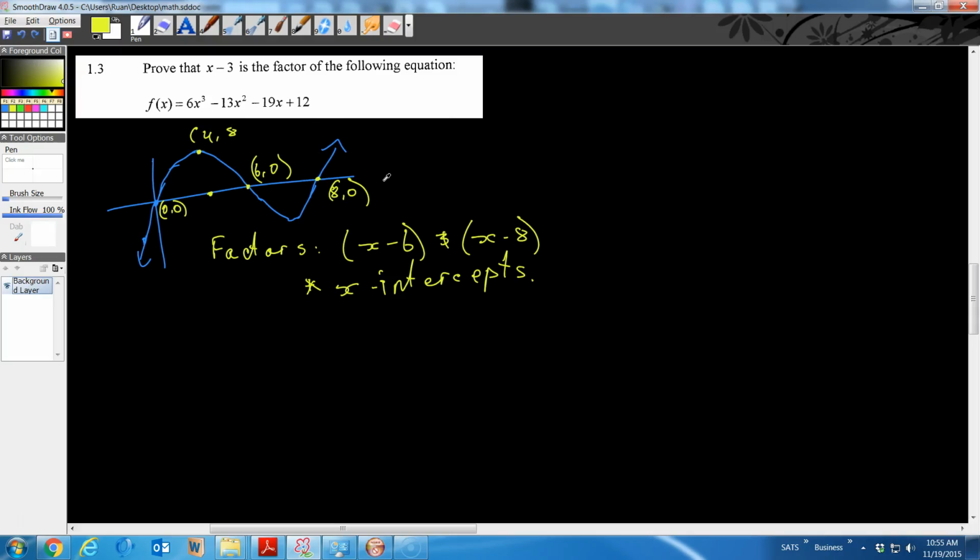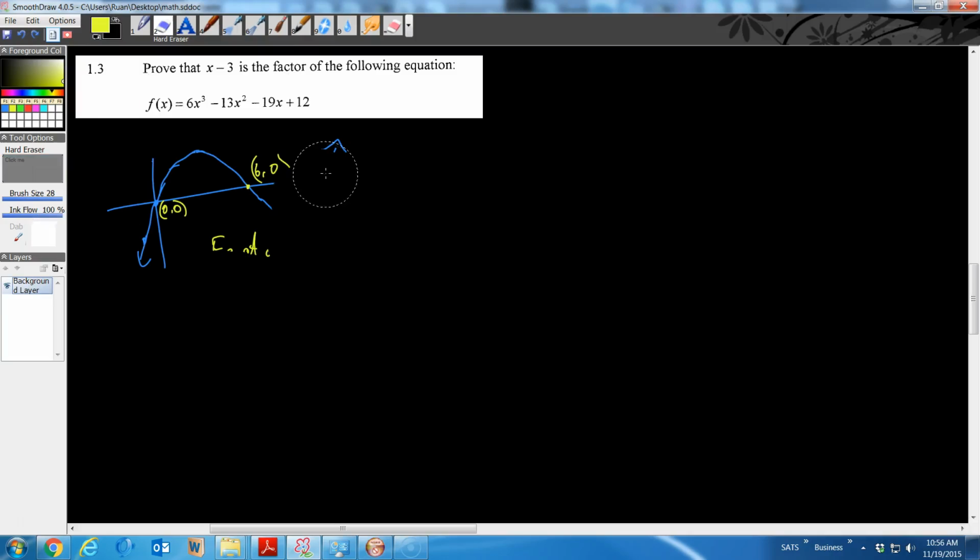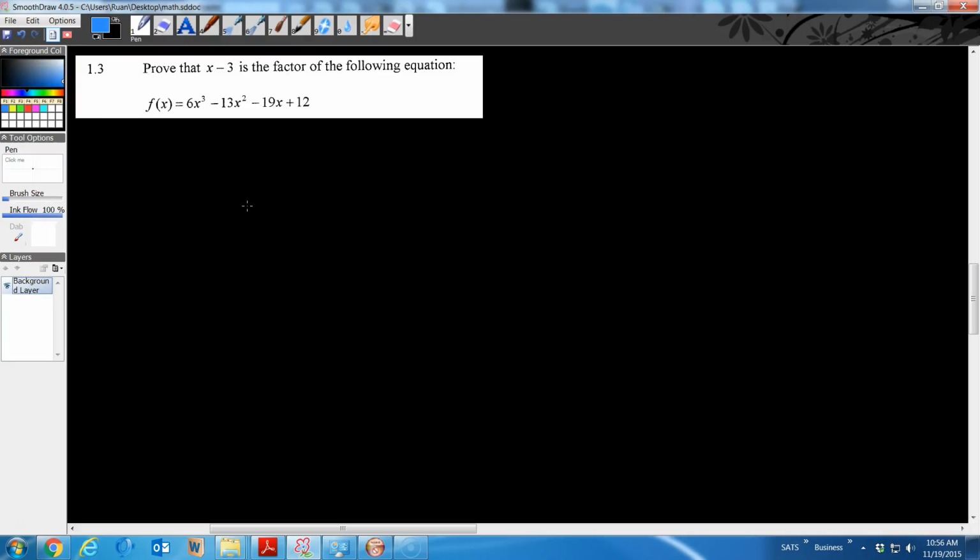So they're asking us, if you put an x value, of course, if you put x of 6 into this equation, whatever it is, you should get a y of 0, correct? And then you know, hey, this is a factor. This is an x-intercept. Give me a second. There's an easier way to do this. Let's make that black and just rub this out quickly. Okay, so prove that this is a factor.